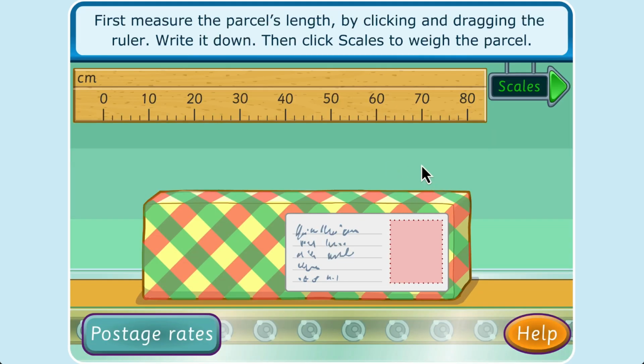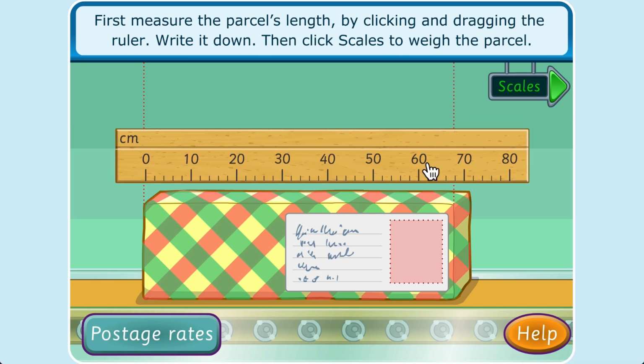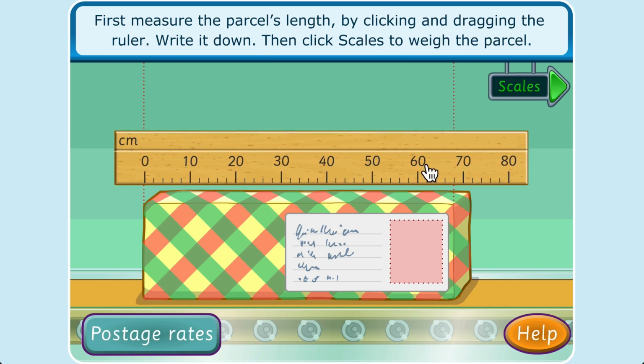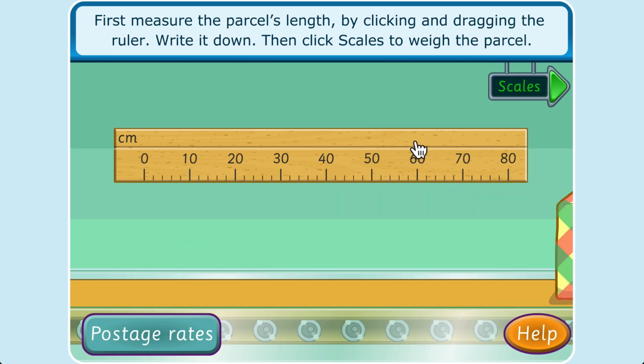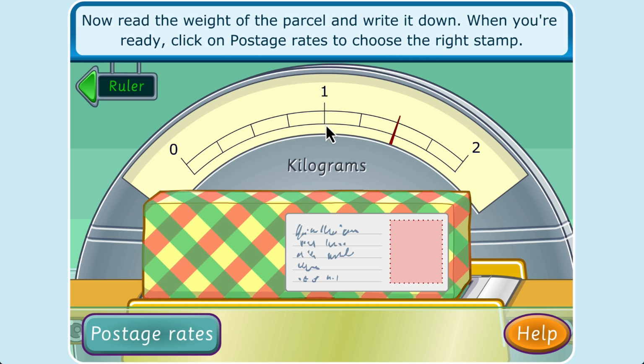What about this one? First, let's measure the length. Let's put the 0 correctly first, and as you can see, it's 1 step before 70. But what's the value of each step? Between 60 and 70, there are 4 lines, making 5 spaces, so 62, 64, 66, 68. So the length is 68 centimeters. What about the mass? Let's weigh it. This is 1 kilogram and this is 2, so this is 1.5 kilograms.